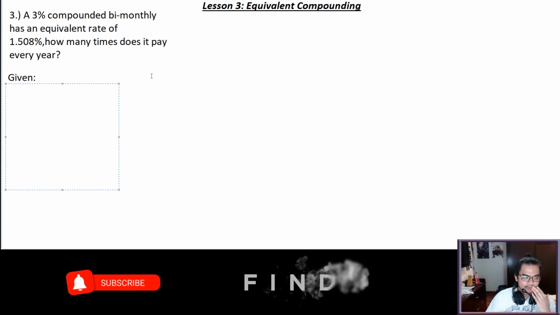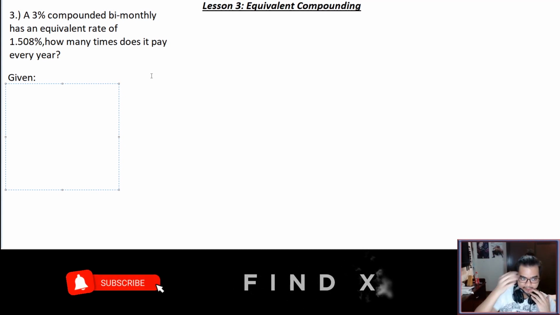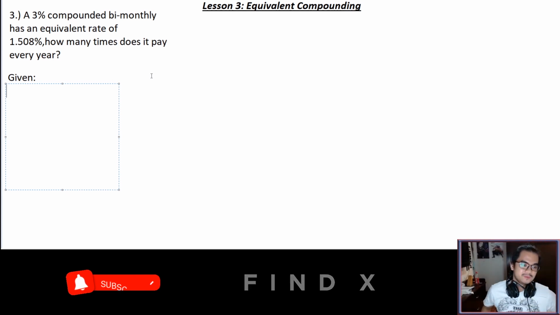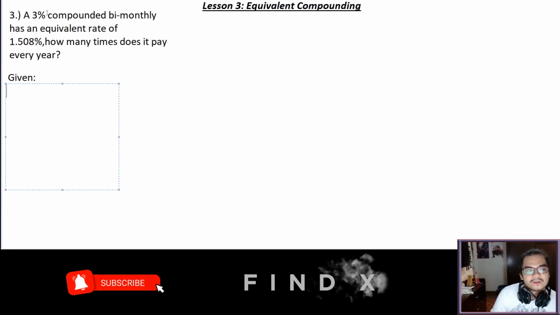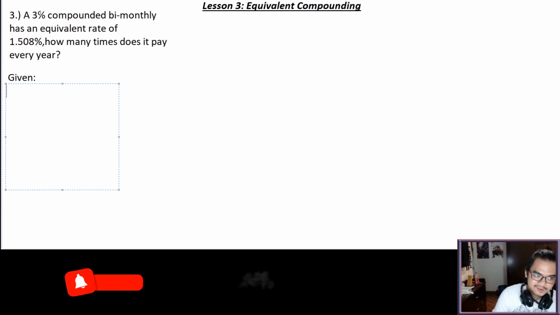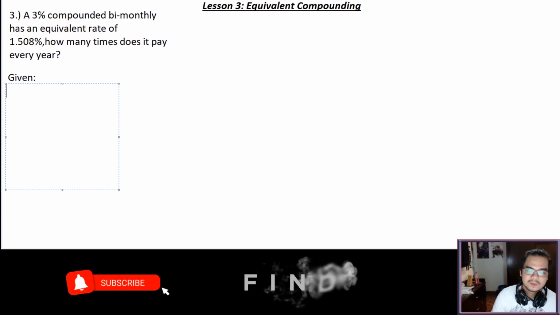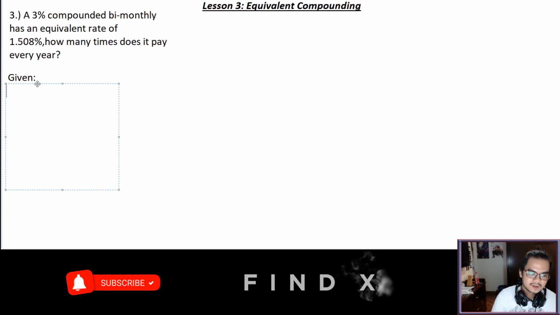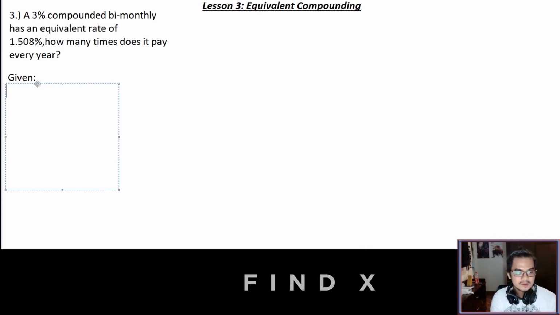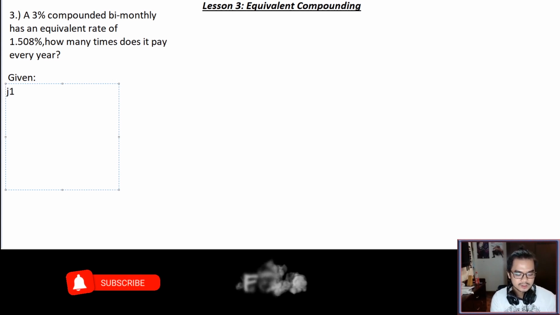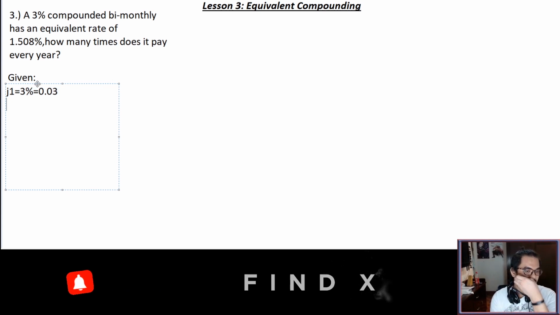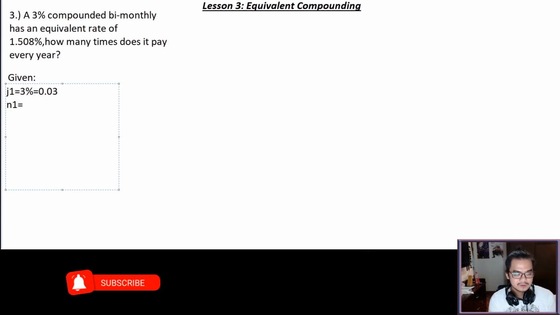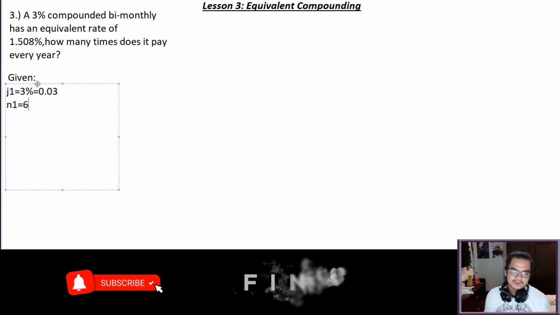Okay, so for number 3, we have a 3% compounded bimonthly has an equivalent rate of 1.508%. So how many times does it pay every year? Okay, so again, this 3%, since there is a word compounded, that must be a nominal rate of interest. Let's just put that first in our given. So we have 3%, so that's J1, that is equal to 0.03. That is compounded bi-monthly. If we say bi-monthly, you are paying how many times a year? That is 6 times a year.